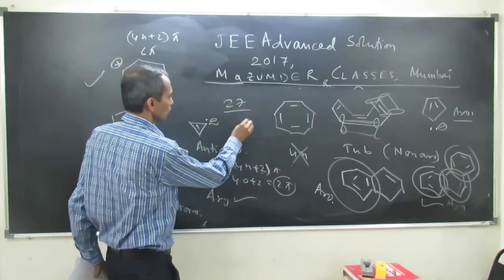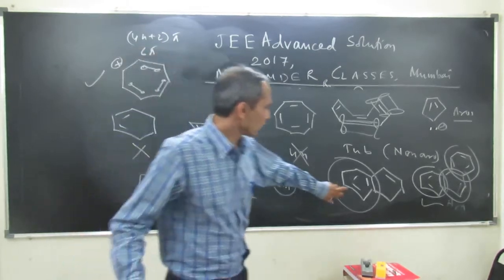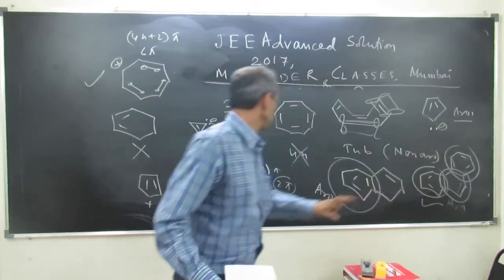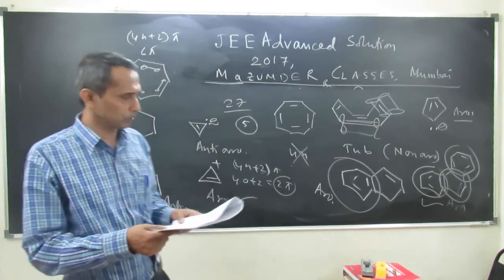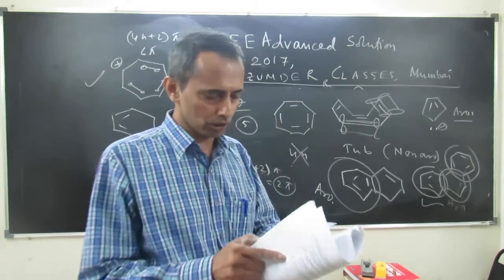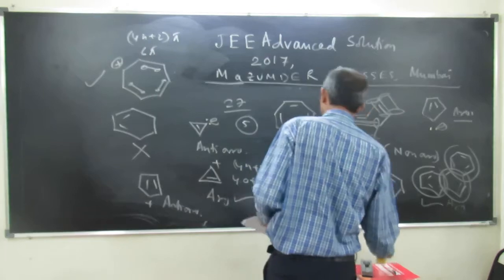So the answer choice for 27 will be 5. 5 species are aromatic. You can check from the board. 1, it is 2, it is 3, it is 4, it is 5. So 5 species are aromatic over here. It's a very simple question. Now next.